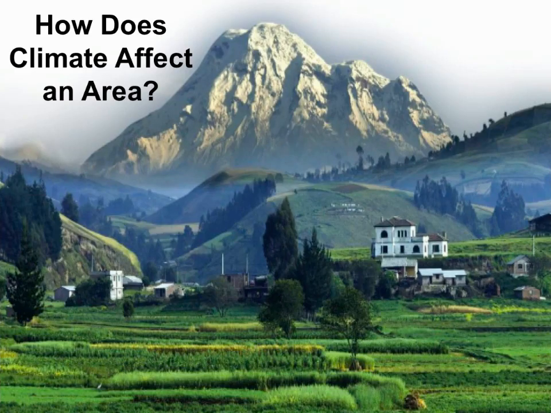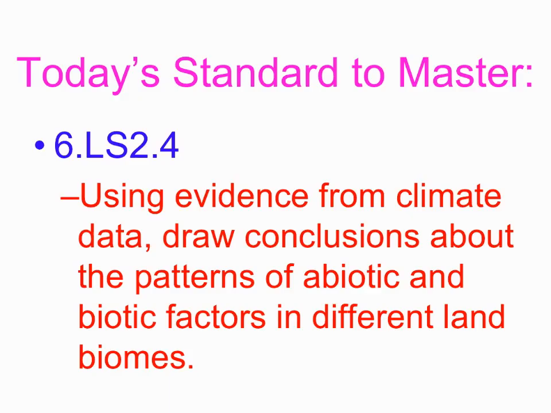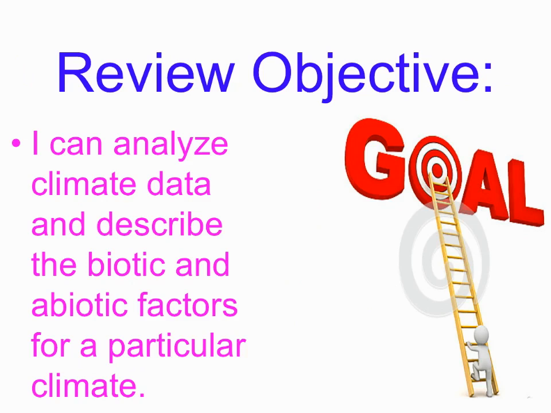What we're going to be reviewing today in our lesson is how climate affects the biotic and abiotic factors of an area. And we'll get into that a little bit more and review what those terms mean in science. Today's standard to master is 6.LS2.4. Using evidence from climate data, draw conclusions about the patterns of abiotic and biotic factors in different land biomes.